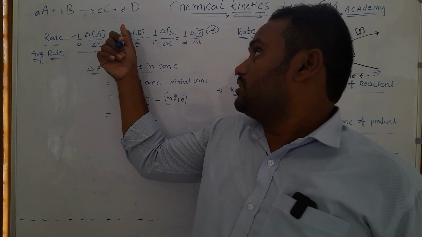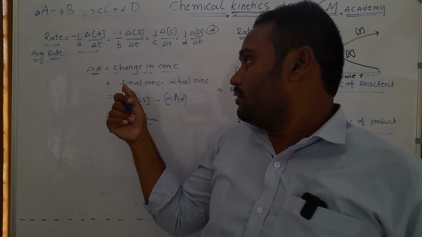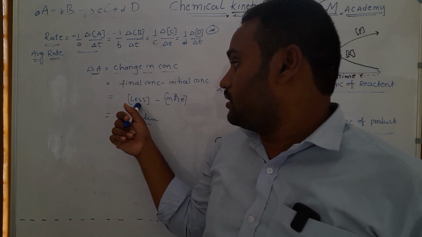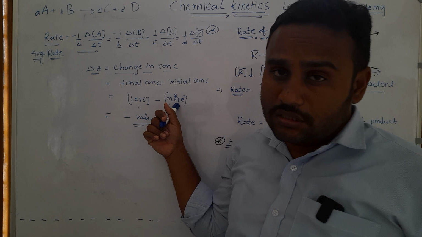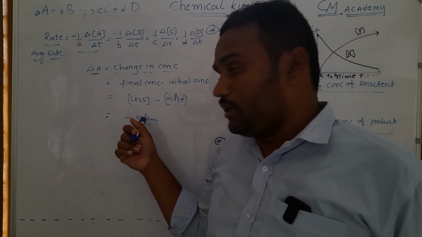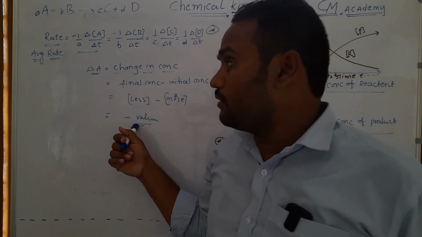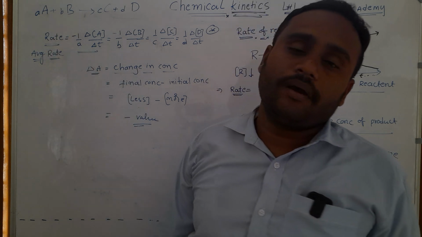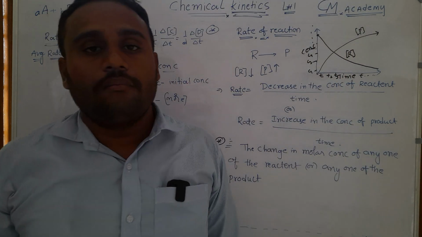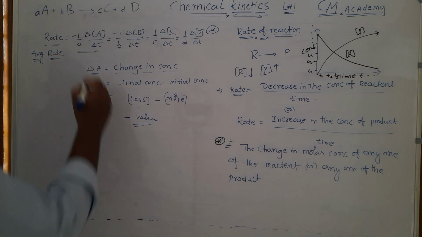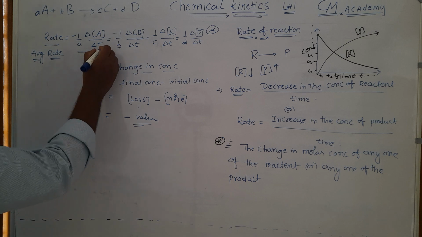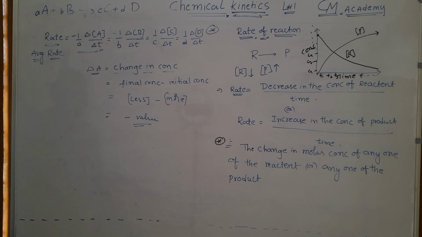But here the change in concentration of A means final concentration minus initial concentration. Here the final concentration is less and the initial concentration is more, so we get a negative value. To convert the negative value to a positive value, we multiply with the minus sign. That is why we multiply with the minus sign here. Okay, so this is called average rate.